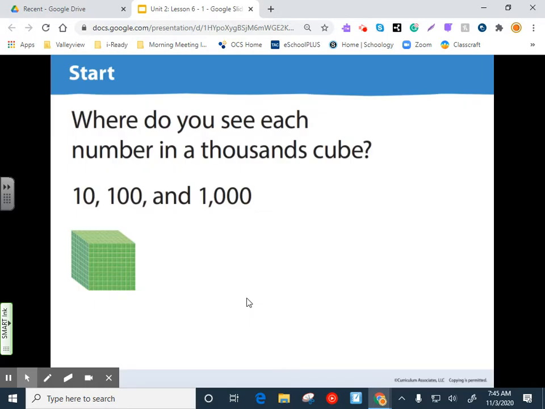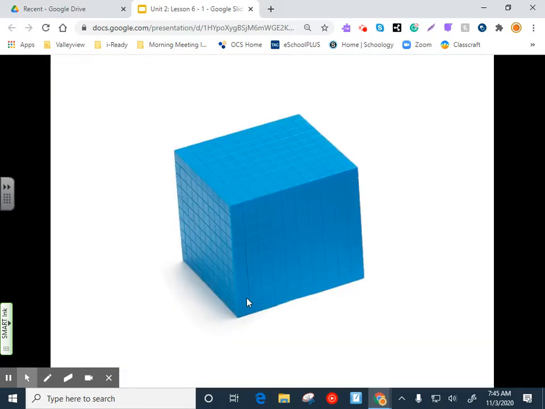So, our warm up has a thousands cube here, this little green thousands cube. For the purpose of being able to see it better, I've got a better picture on the next page. But the question is, where do you see each number in a thousands cube? So they're wondering, where do you see 10? Where do you see 100? And where do you see 1000? Since that picture is pretty small, I added this picture here.